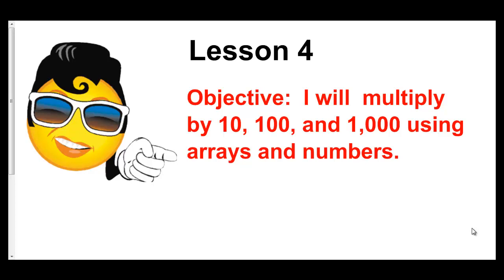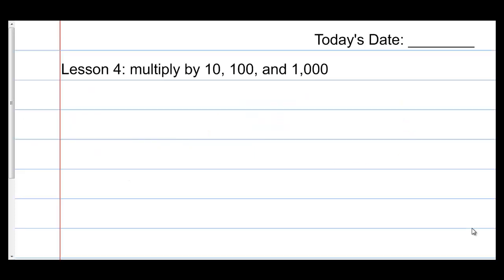This is lesson 4. I will multiply by 10, 100, and 1000 using arrays and numbers. So I want you to get the next blank page in your math journal, and I want you to write today's date. Please make sure that you write in your math journal lesson 4, multiply by 10, 100, and 1000, and keep your math journal nice and neat because you can always use it as a resource if you have any questions about anything that we've done.